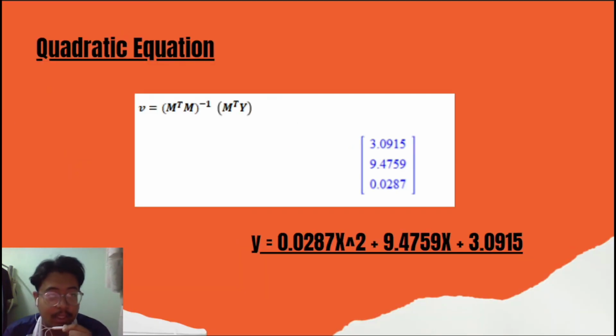insert the values in the equation, so we can get the quadratic equation, which is y equal to 0.0287x squared plus 9.4759x plus 3.0915.